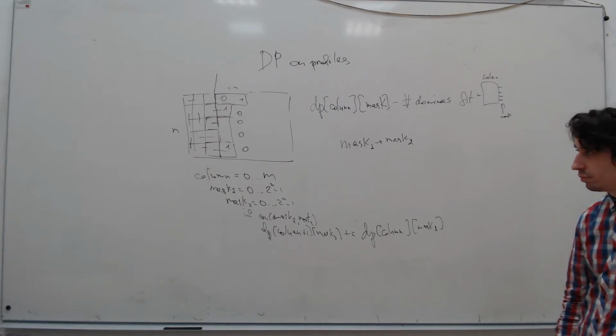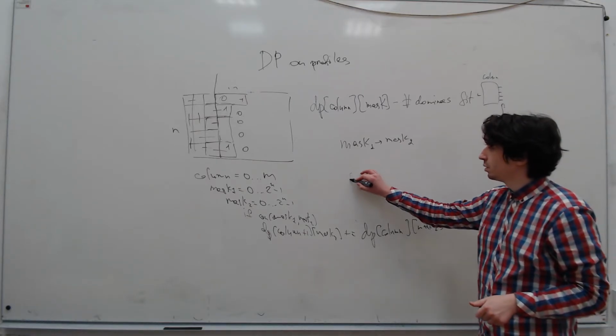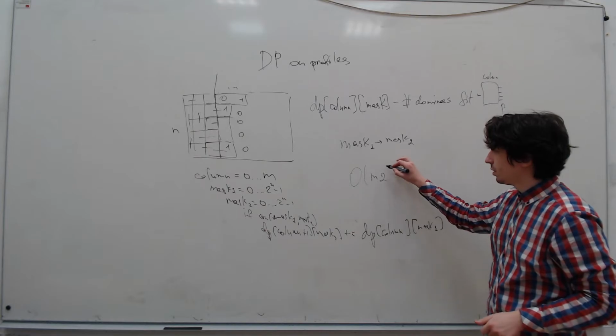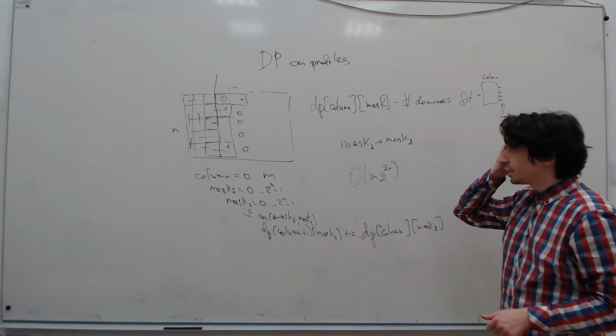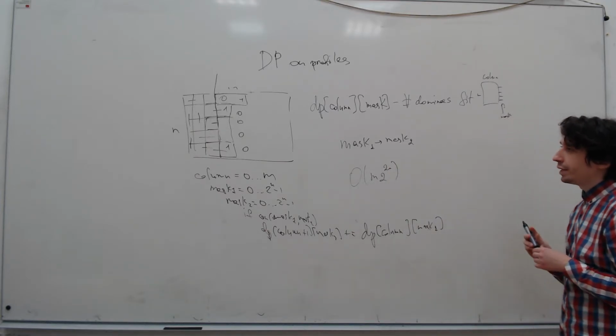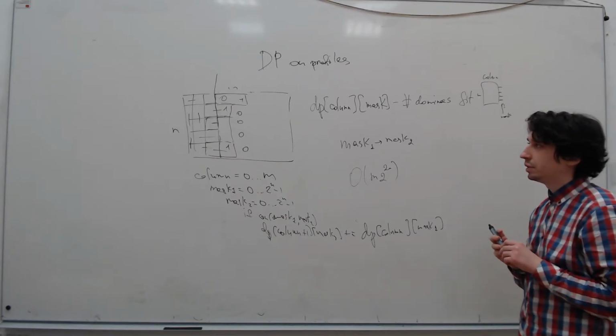N multiplied by 2 to the power of 2n. Simply m multiplied by 2 to the power of 2n. And where do we store the answer?